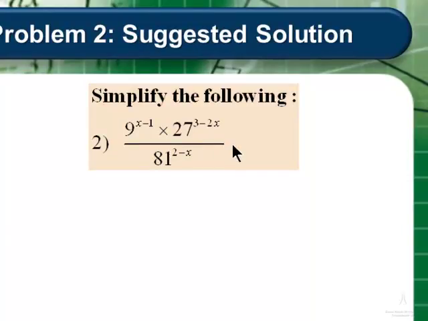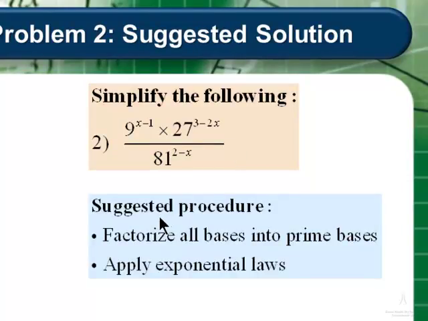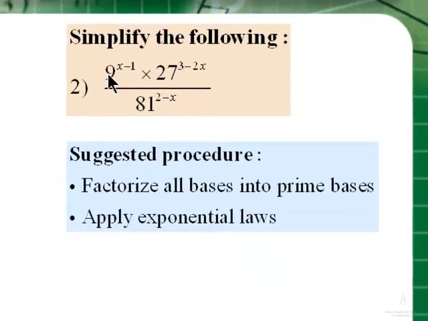Let us consider a possible solution to problem 2. You need to simplify this particular expression. The procedure again is to factorize all bases into prime bases. So you need to write 9 as 3 to the power 2, 27 as 3 to the power 3, and 81 as 3 to the power 4, and then after that apply the exponential laws.